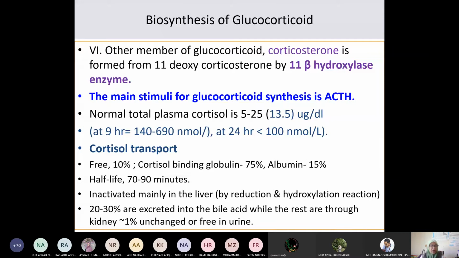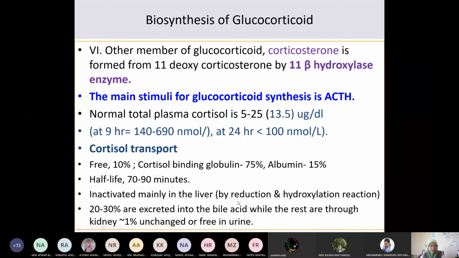All the steroid hormone transport requires carrier proteins. Only 10% can be found in free form, but mostly it is found bound to either globulin or albumin. The majority binds to globulin, and then it is transported to its target tissues. The half-life is about 70 to 90 minutes. It is inactivated mainly in the liver.